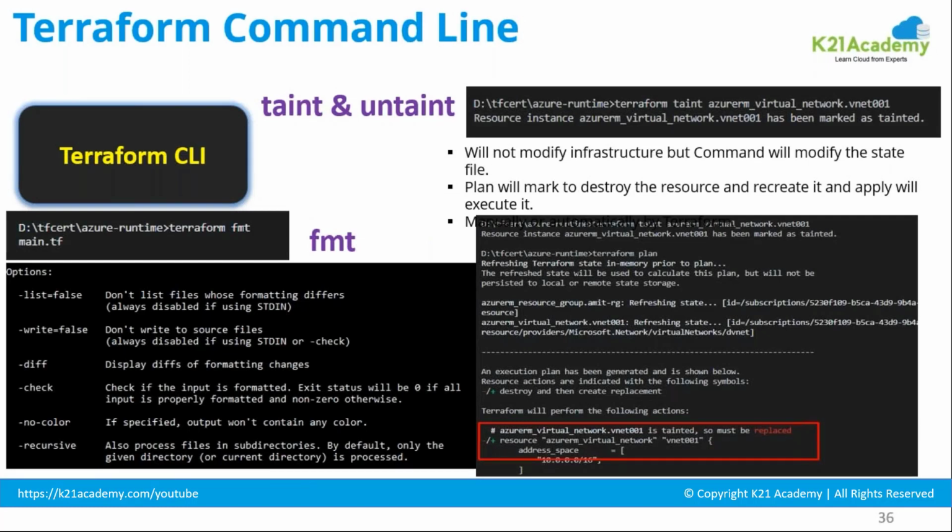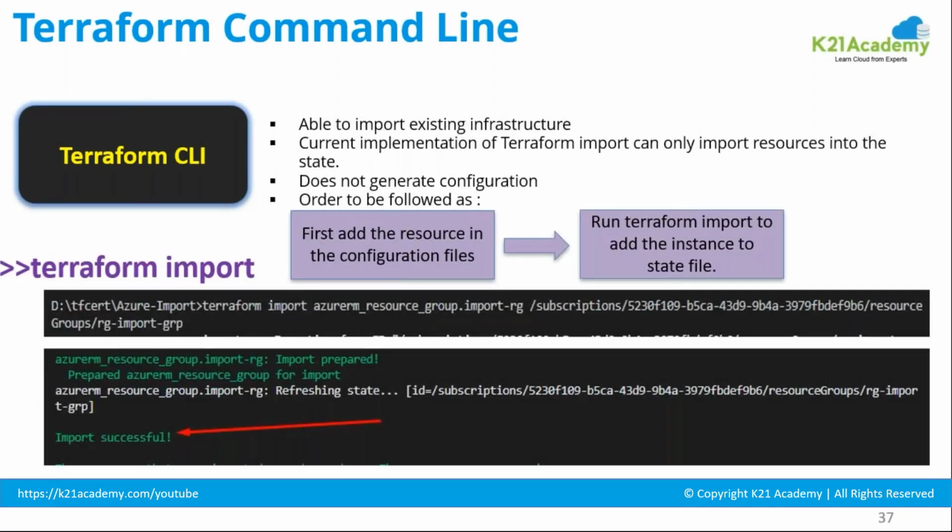Tainting and untainting a resource, forceful recreation, to destroy and recreate a resource when you want to maintain your desired state. In that case, we use terraform taint. And we can also use the Terraform CLI, and Azure CLI as well, to import and to create our entire infrastructure.